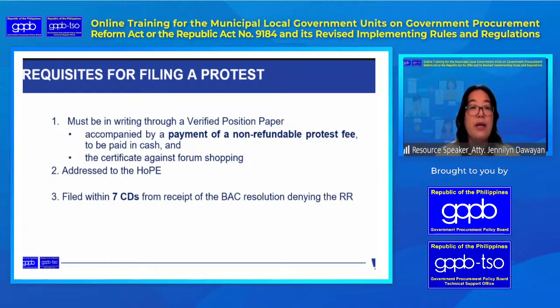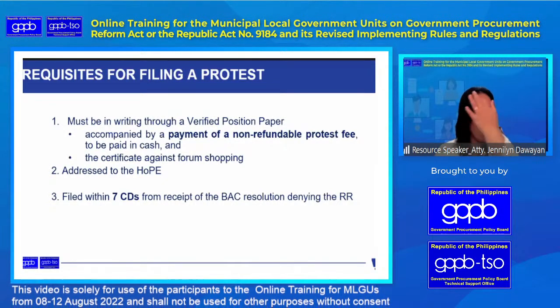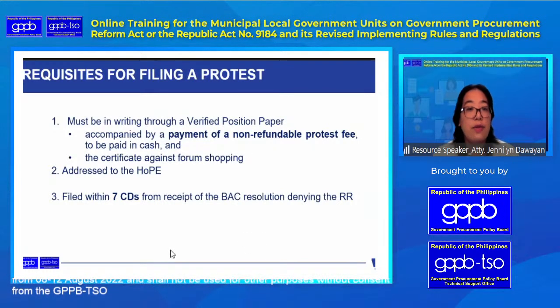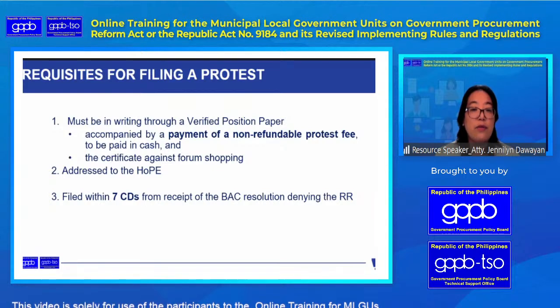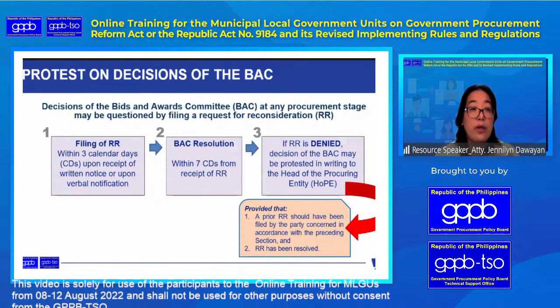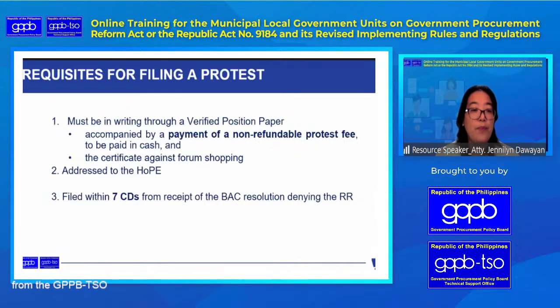And it should be accompanied by a certificate against forum shopping, that they are not filing cases over another in other venues. So that is the gist of the certification against forum shopping. And it must be addressed to the head of the procuring entity. It must be filed within 7 days from the receipt of the BAC resolution denying the RR or the request for reconsideration, as we have stated here in step 2.